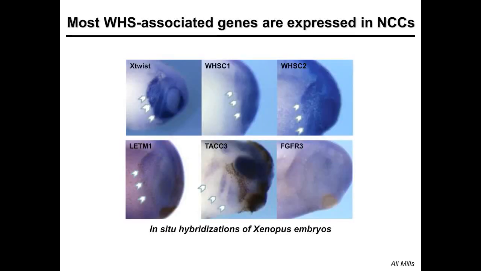And so first we wanted to know, well, are these genes expressed in neural crest cells? On the top left is a marker for X-twist. This is a neural crest cell marker. You can see it labels these pharyngeal arches as well as around the eye. And what we found is that most of the genes that are associated with Wolf-Hirschhorn syndrome, WHSC1, WHSC2, LEDM1, and TACC3, which I've already mentioned, are indeed expressed in neural crest cells. So they're expressed in the right place at the right time to be playing a role in neural crest cell migration.